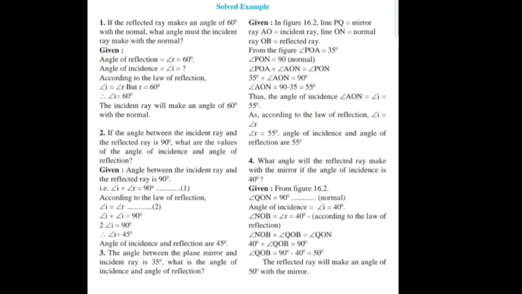Okay, so what are the given values? Angle of reflection is 60 degrees. Angle of incidence we need to find out. So according to the law of reflection, angle of incidence is equal to angle of reflection. In this way we will get the answer. The incident ray will make an angle of 60 degrees with the normal. So as it is, you are going to solve all the examples.